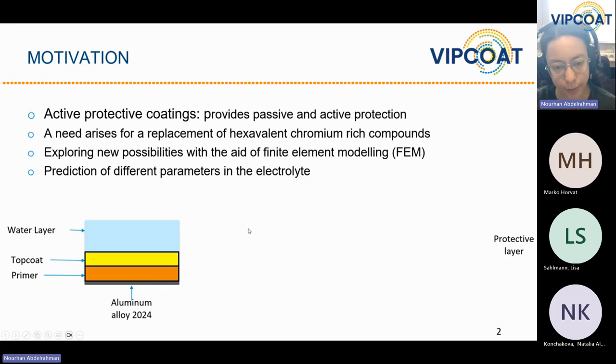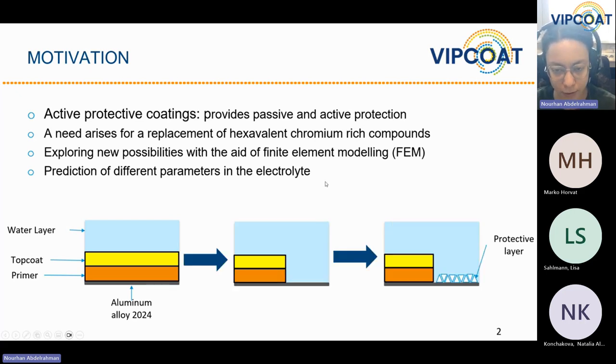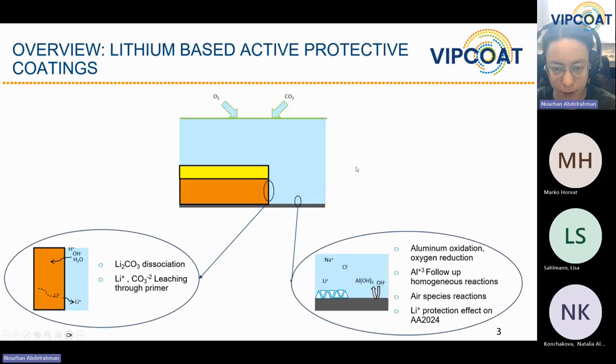And now there is a road laid out to try to find alternatives for it. The idea behind App3 is to use finite element modeling to help with this process of choosing a new replacement for chromate. Knowing that we have a certain geometry that we're looking at, it's basically a metal layer half coated and half exposed to the environment. The environment is a layer of electrolyte that is connected to the atmosphere, so we also have air dissolution in the electrolyte.